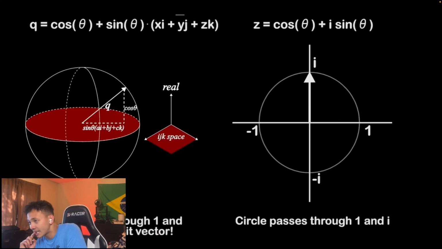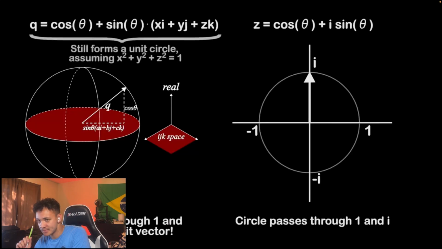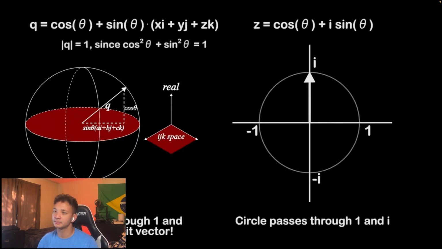3D, since there are only 3 components in the vector part of the quaternion that is multiplying sine theta. And since this point in the ijk space is orthogonal to the real axis, we're still forming a unit circle, assuming that x squared plus y squared plus z squared equals 1. Also, this guarantees that the whole quaternion will still have length 1, since cosine squared theta plus sine squared theta equals 1 is always true.